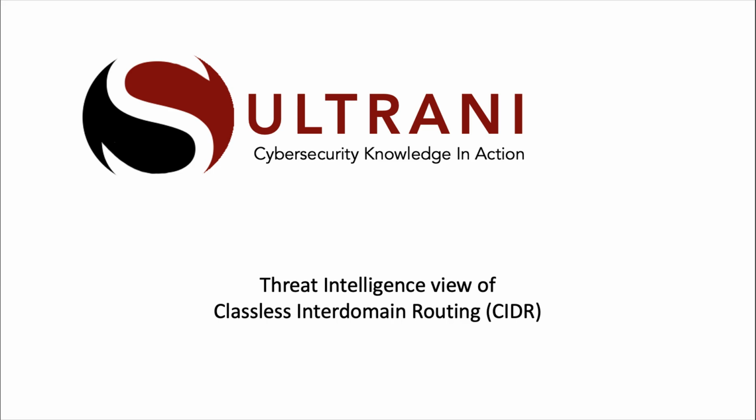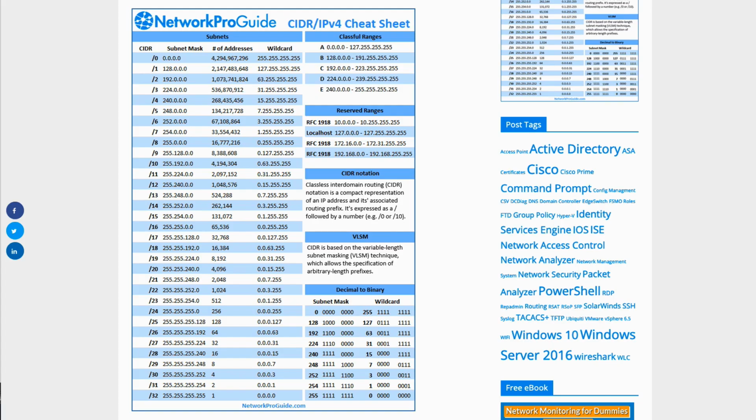Now, CIDRs are pretty straightforward, and I'm actually going to be using primarily a cheat sheet from networkproguide.com. You should have that in front of you at this point. You are welcome to use this or any other cheat sheet you like, including making your own. It does not really matter. I only use this as a familiar reference and say thank you to networkproguide.com for letting me do so.